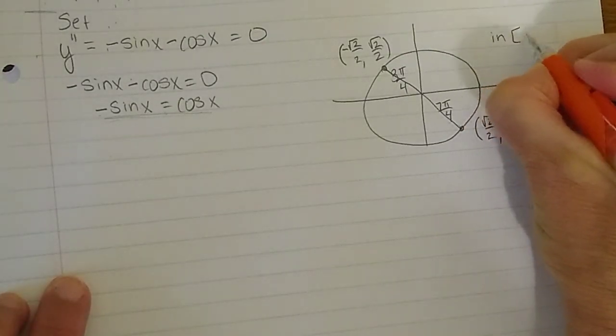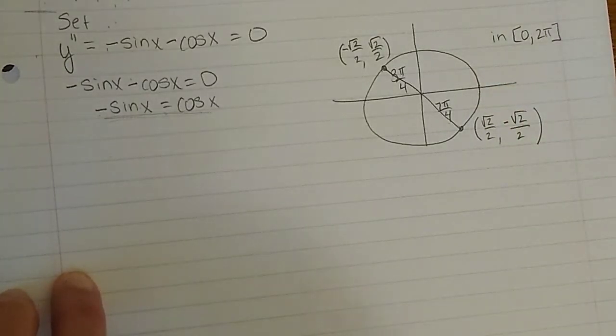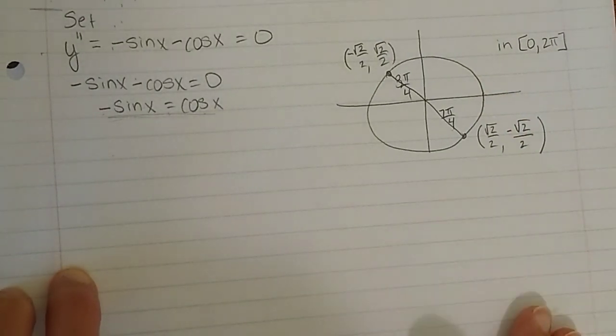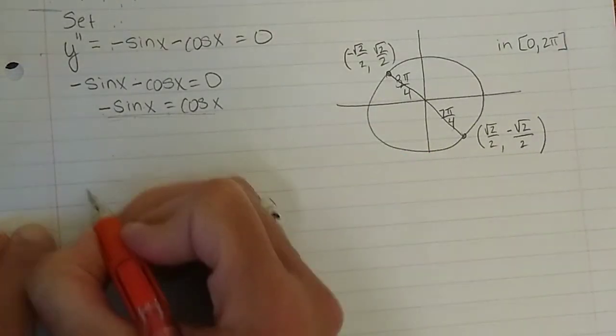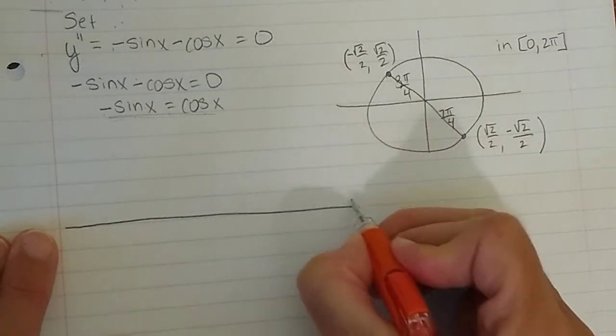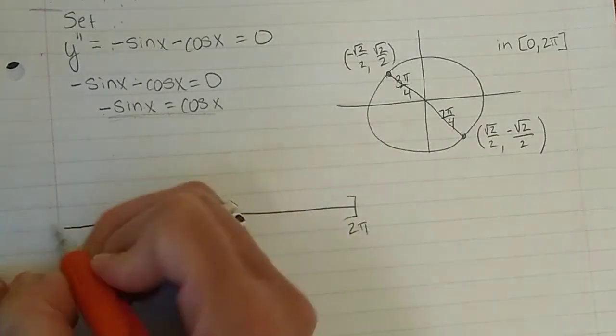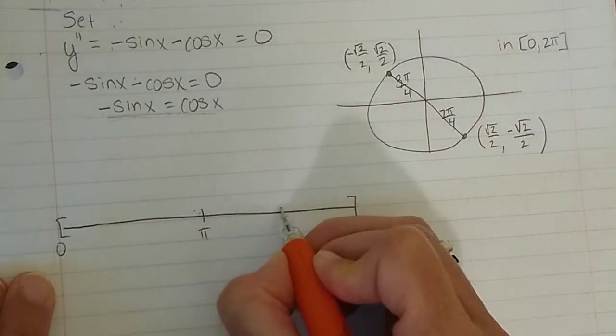Remember, we're looking at the interval from 0 to 2 pi. Always referring back to the directions. What were we asked to do? We're asked to graph this function over the interval from 0 to 2 pi. So now we have another real line and sign test situation, starting at 0 and finishing at 2 pi and putting myself some scale in between.